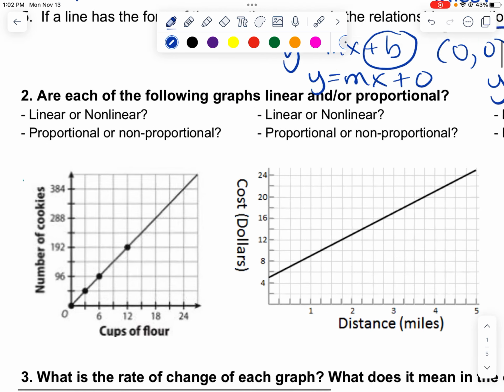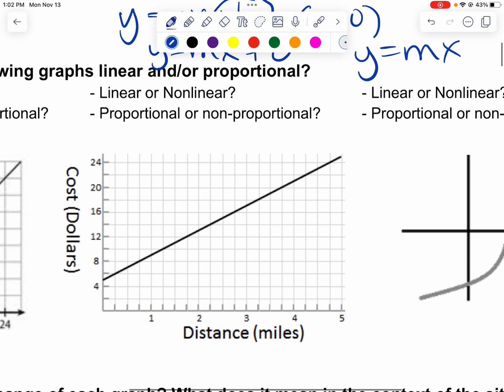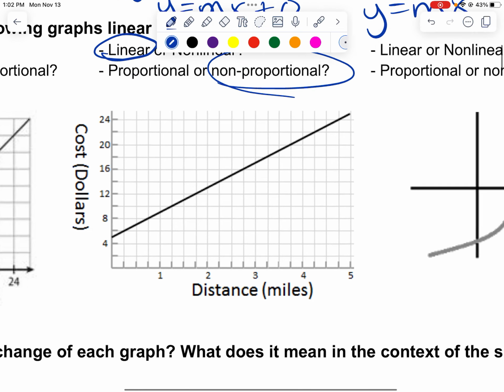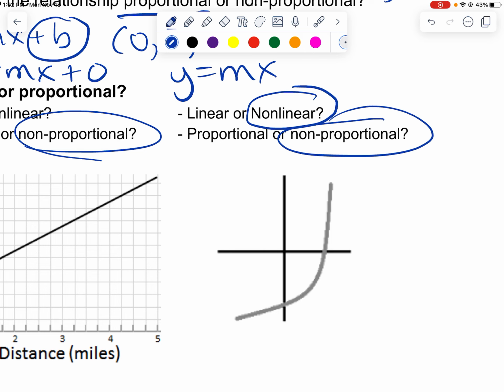Okay, is this a linear graph? Yes, it is linear. It makes a line. Does it go through the point 0, 0? It does, so it's proportional. This one, is it a line? Yes. Does it go through 0, 0? No, it does not. Is it a line? No, it is not a line, so that means it is not proportional.